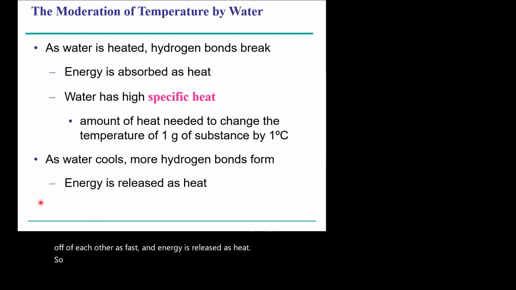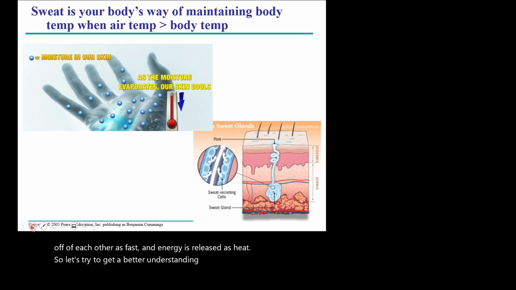So let's try to get a better understanding of this through an example. Another one regarding the human body here that we probably all can relate to in Florida, being that it's been a brutally hot summer and basically you walk outside and you're instantly sweating. So what is sweat? How does this relate to water's ability to moderate temperature in our body? Well, sweat is your body's way of maintaining body temperature when the temperature of the air is higher than the temperature of your body, which seems to be pretty often here in Florida.